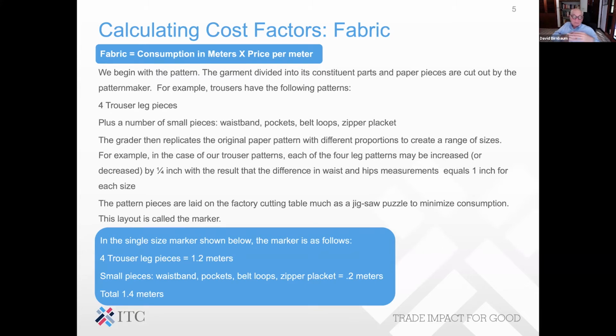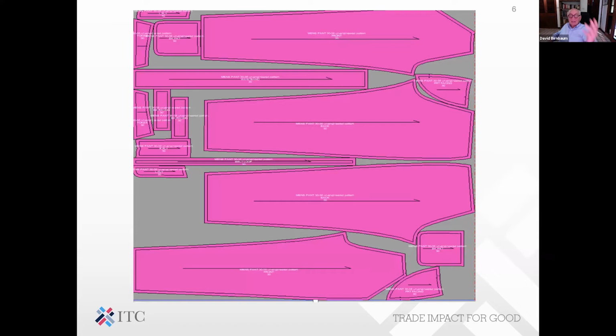So that, for example, if you have a measurement of the pant leg, it's 1/4 inch on each pattern, on each size, because you have 4 sizes, and therefore you have a 1-inch difference. Okay? You take the pattern pieces, you lay them on a cutting table, and you have to minimize the consumption. This is a simple marker, one size.